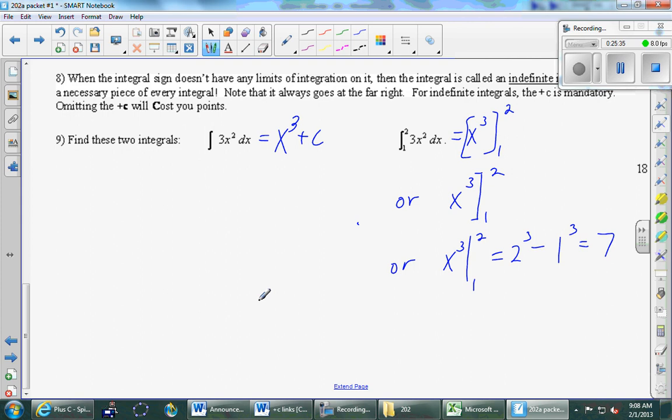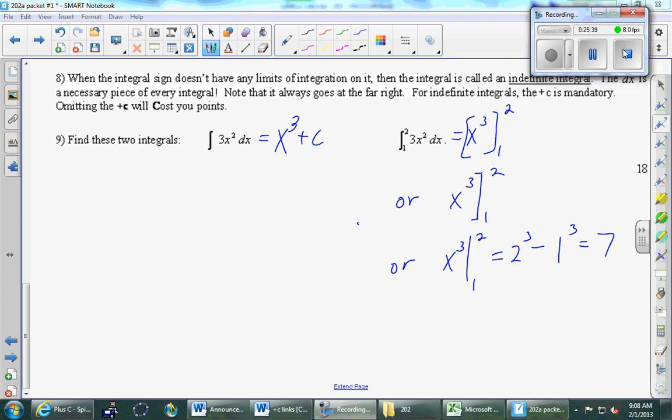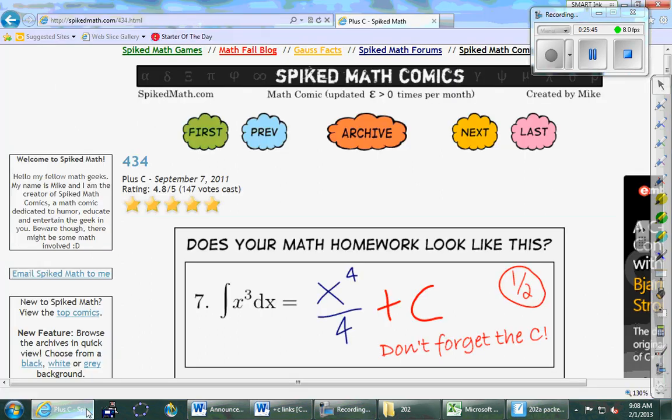So I recently found a website, because those plus c's cost points, and this is not just a GCC problem, it's a national problem. So number 7 down here is x to the 4th over 4 as the answer, but then in red is the plus c with some points subtracted off.